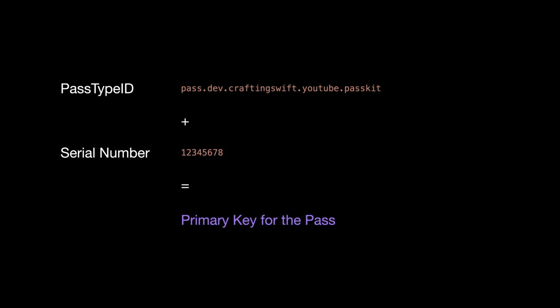And if we were to update it, for example, we would need that the pass type and serial number remain the same. The pass type ID will have an associated certificate that we will use to sign the passes of this type. Let's register a pass type in the Apple developer account.